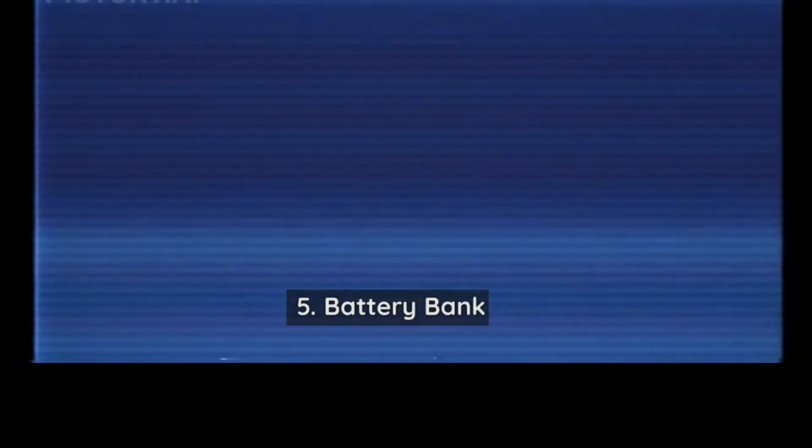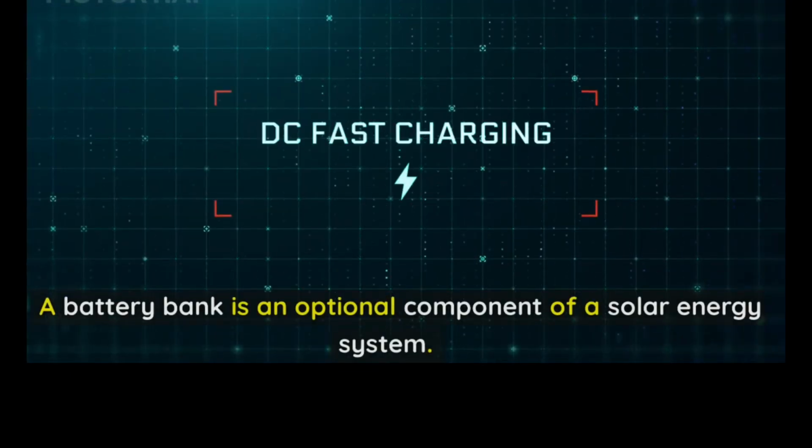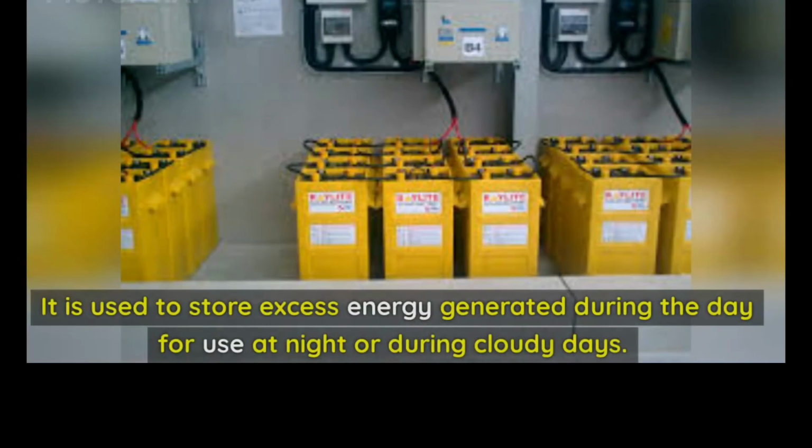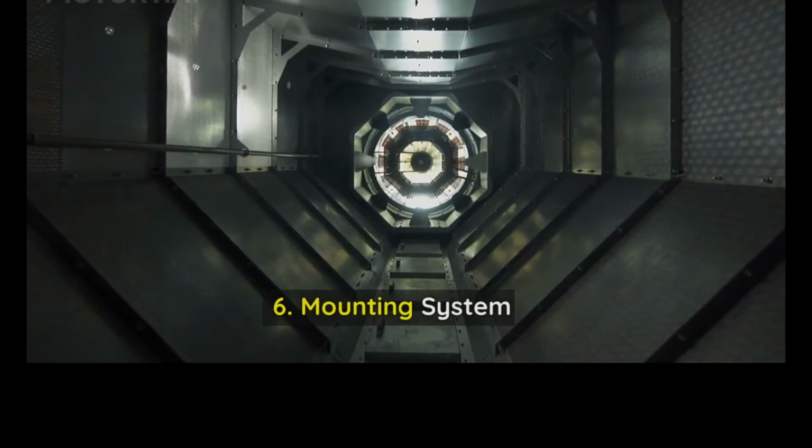5. Battery bank. A battery bank is an optional component of a solar energy system. It is used to store excess energy generated during the day for use at night or during cloudy days. The battery bank is made up of several batteries that are connected in series or parallel to increase the voltage and capacity.